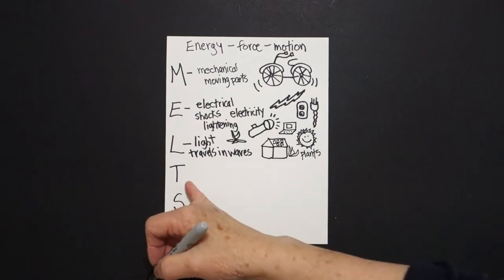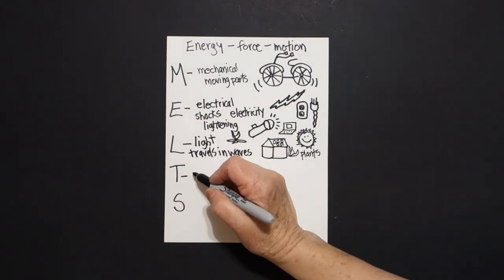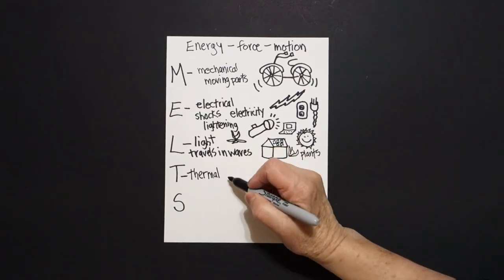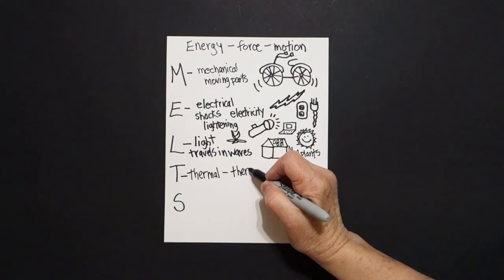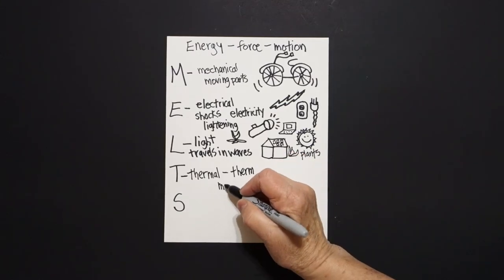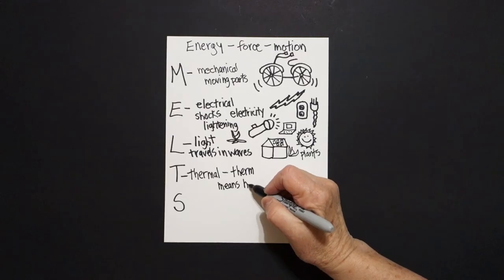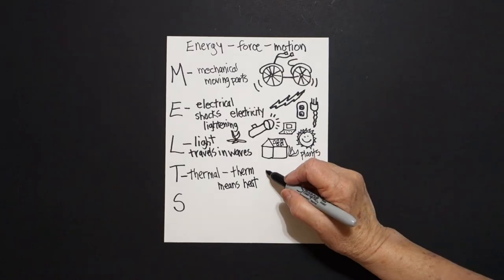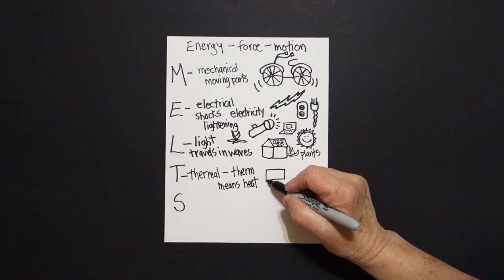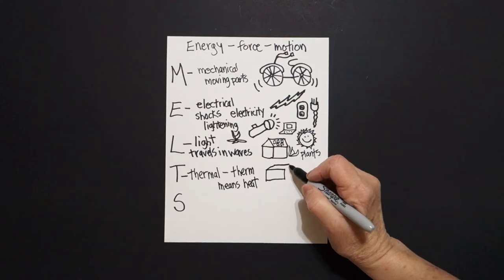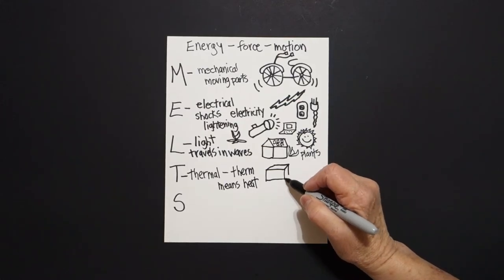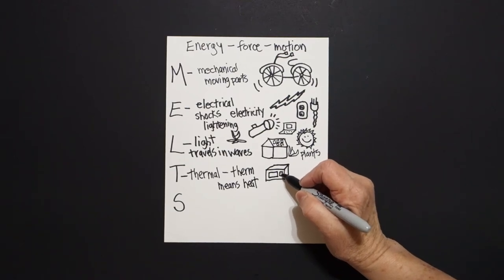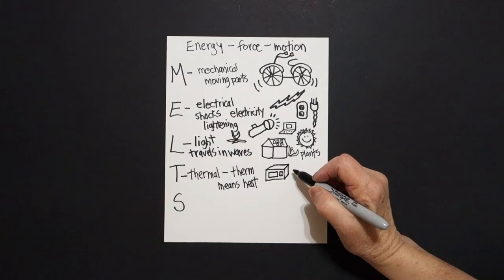Next, T, thermal. Therm means heat. This is also energy. All right, how do we use it? Rectangle, straight diagonal up, straight line, straight diagonal down, straight diagonal line, beep, beep, beep, rectangle inside, little rectangle, dot, dot, dot. Microwaves, what would we do without a microwave?